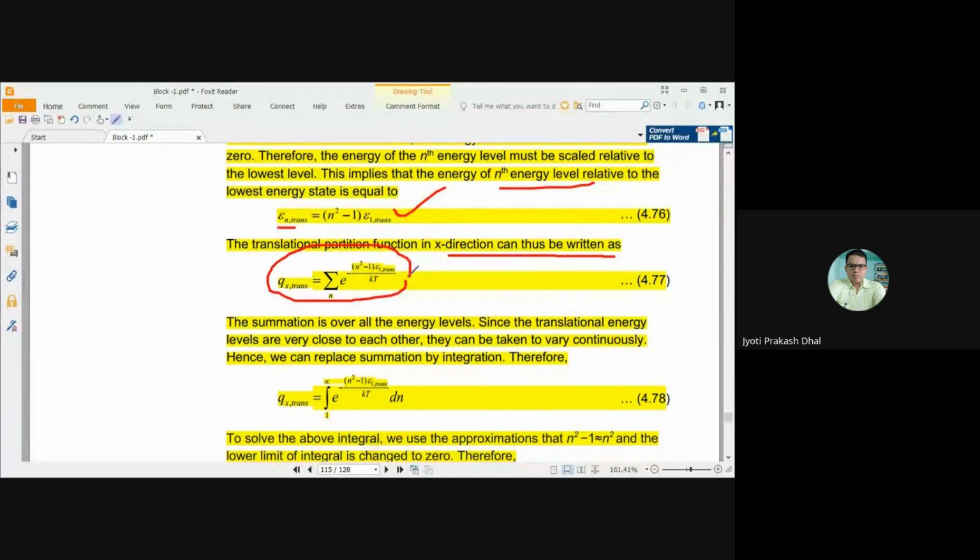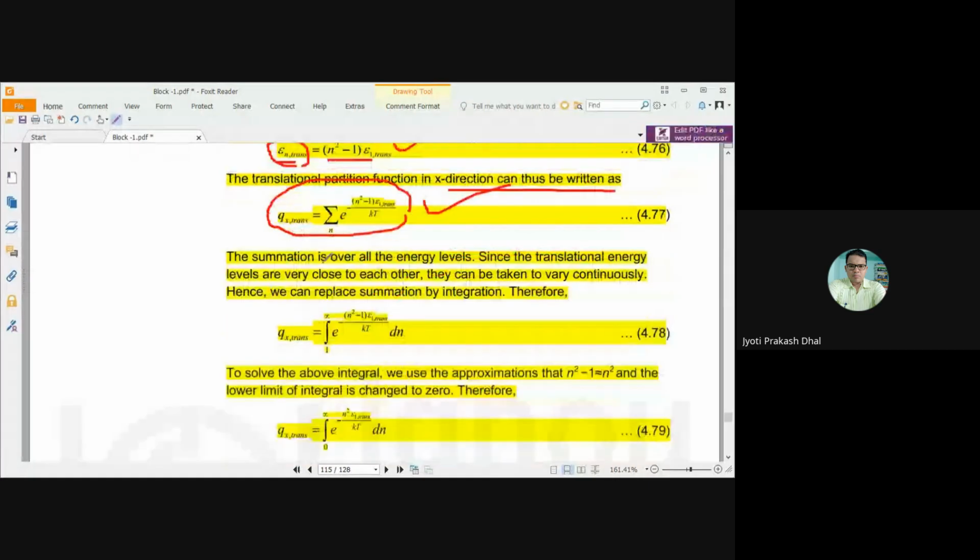So that means in place of this we are putting these values divided by kT. This is the translational partition function along the x direction, and the summation is over all the energy levels. Since the translational energy levels are very close to each other, they can be taken as continuous. Hence we replace the summation by integration.